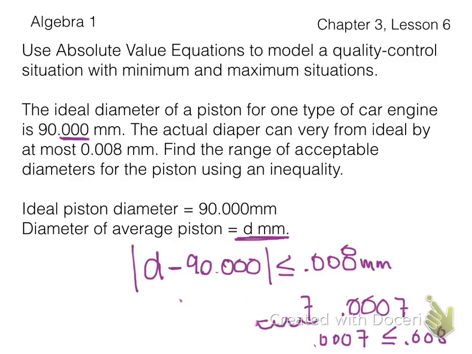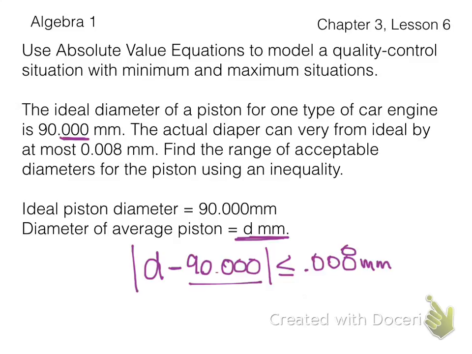And then you can measure another piston and see if it works, but if you ever get something where when you subtract the ideal you get something greater than 0.008, you know that the piston needs to be rejected because it is not close enough to the ideal based on the minimum and maximums, all right? So basically you can say that the piston can be plus or minus 0.008, so 0.008 from the ideal.